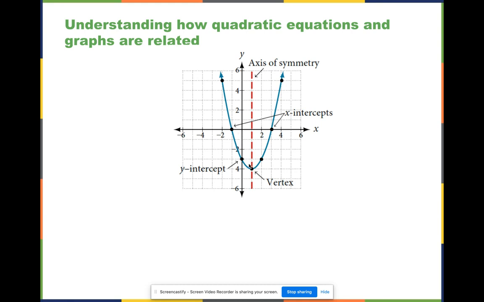Some other properties that are interesting are the x-intercepts, the y-intercept, the axis of symmetry, right? Quadratics are symmetric about an axis, and that axis goes through the vertex. So if you know where the vertex is, you know where the axis of symmetry is. We might be interested in how much the parabola was stretched vertically or horizontally. So those are all things that we'll be thinking about as we think about graphs of quadratics.